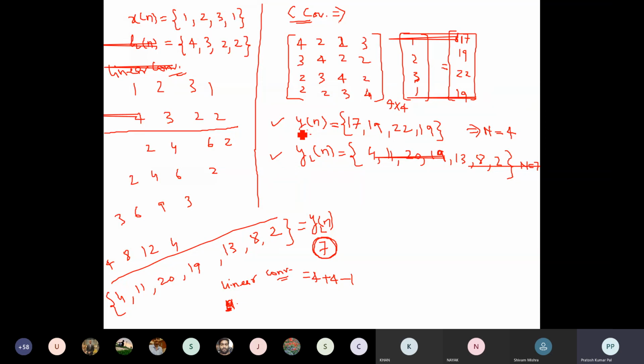Okay. So once we have found this, what we need to do now is find the circular convolution. We will see how we can obtain the linear convolution by using circular convolution. So we will find the linear convolution, that is this value. We want to find this linear convolution by using circular convolution.